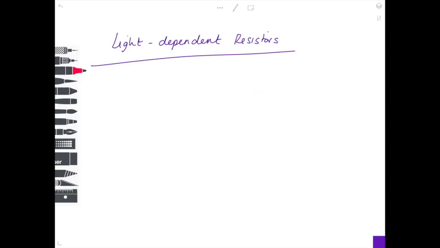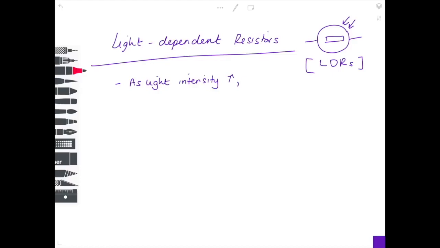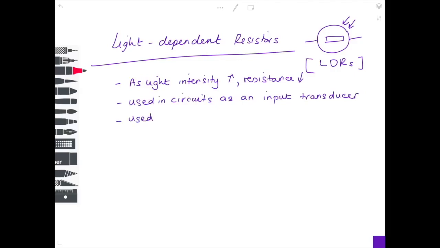Looking more closely at light-dependent resistors, remember this is their symbol diagram. Depends on light, which is why the arrows come towards that resistor. So these are otherwise known as LDRs. Now notice that as light intensity increases, resistance decreases. It's often used in circuits as an input transducer. It can be used as part of a light-sensitive switch, which would make sense.